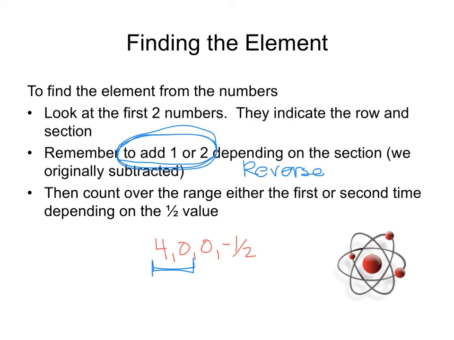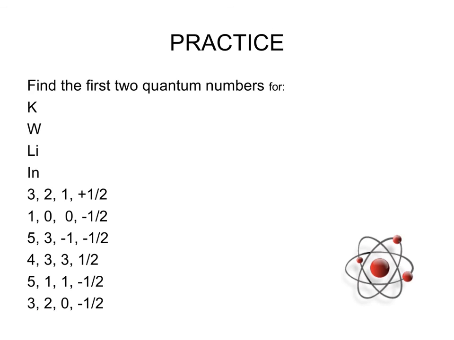Okay. You're going to count over to the range either the first or second time depending on the half. So as you can see, our half here is negative, so that's our second time through the range. So we're going to count over to 0 the second time and we would learn that this element is calcium. Here's some more practice. Remember, we did these elements already, so we know the first two quantum numbers for these. I would like you to go ahead and find the last two quantum numbers and finish out this practice, and we will go over these in class the next time that we all meet.